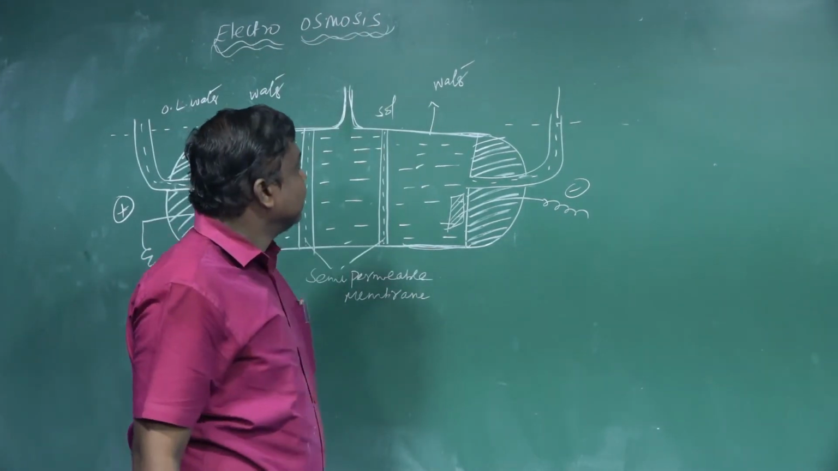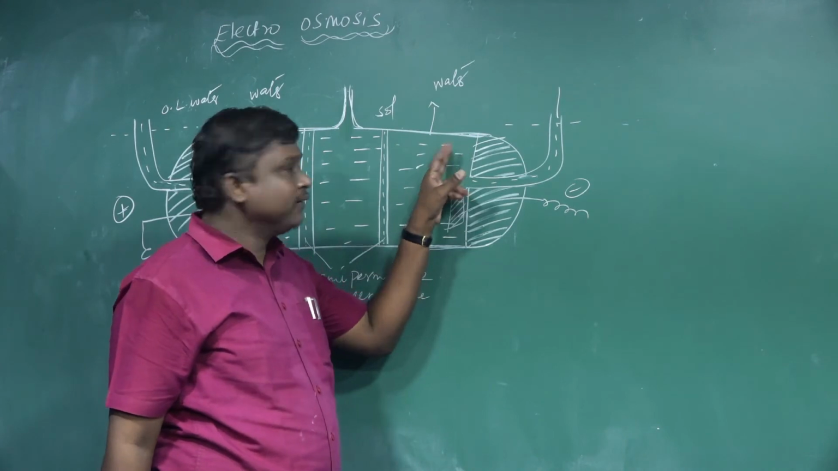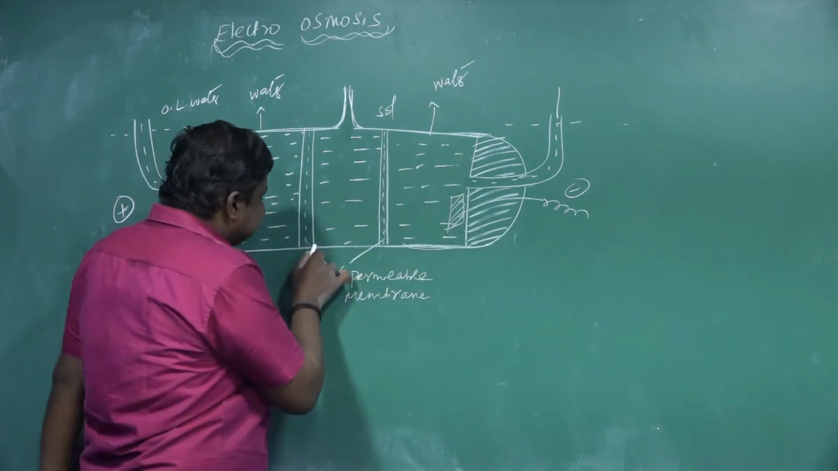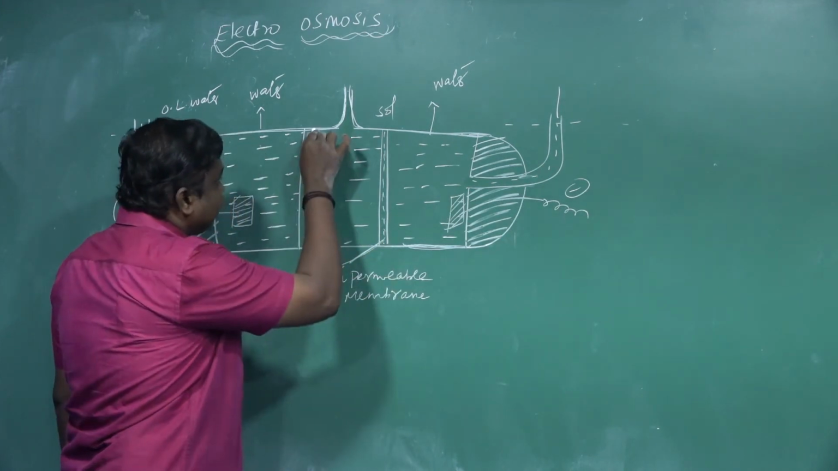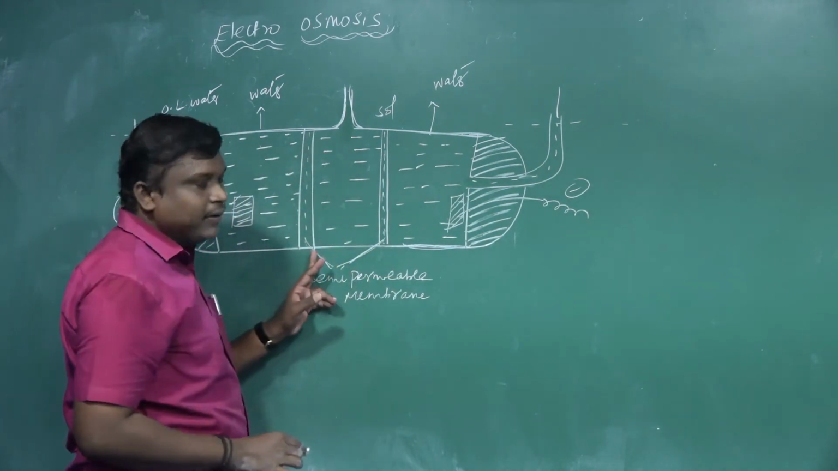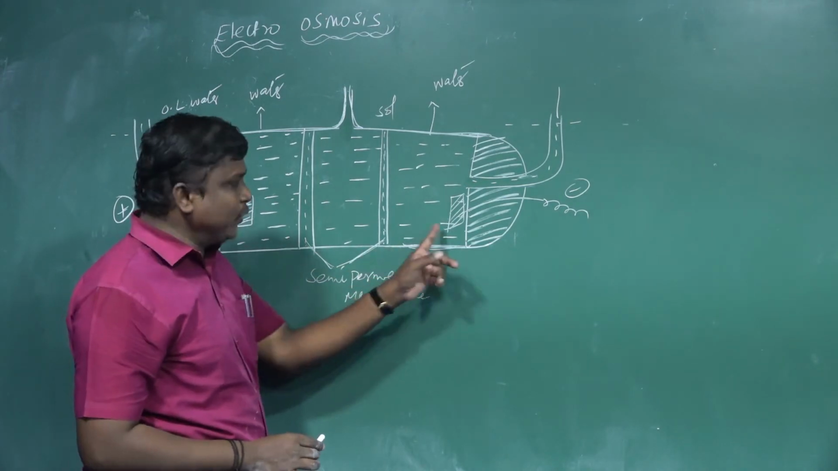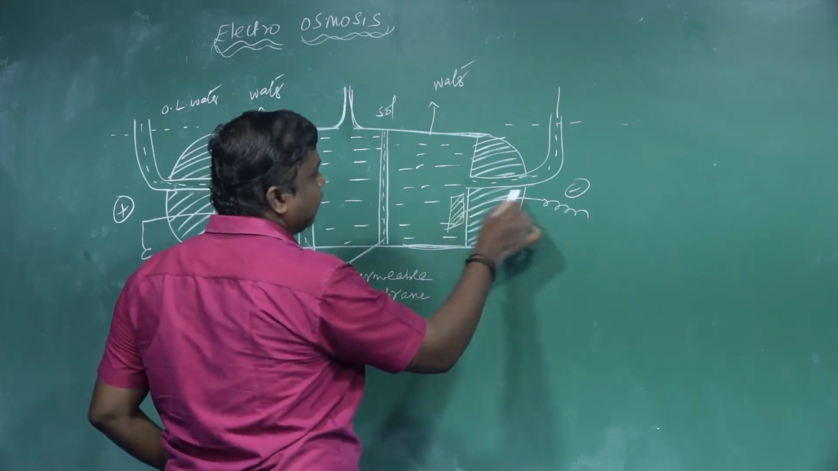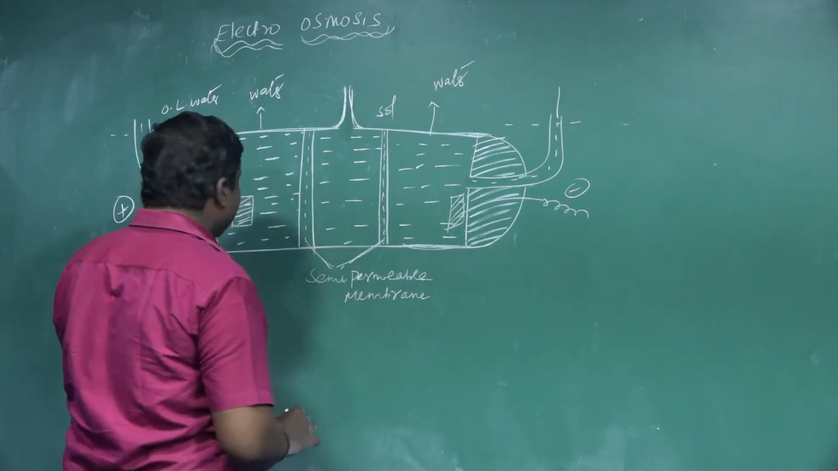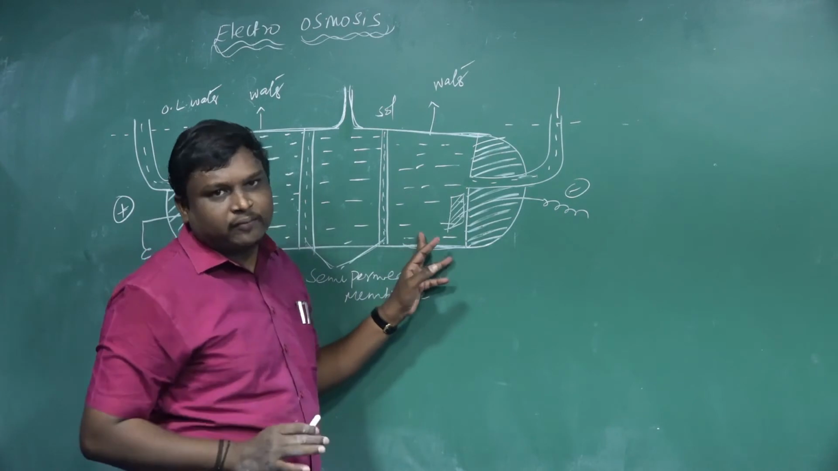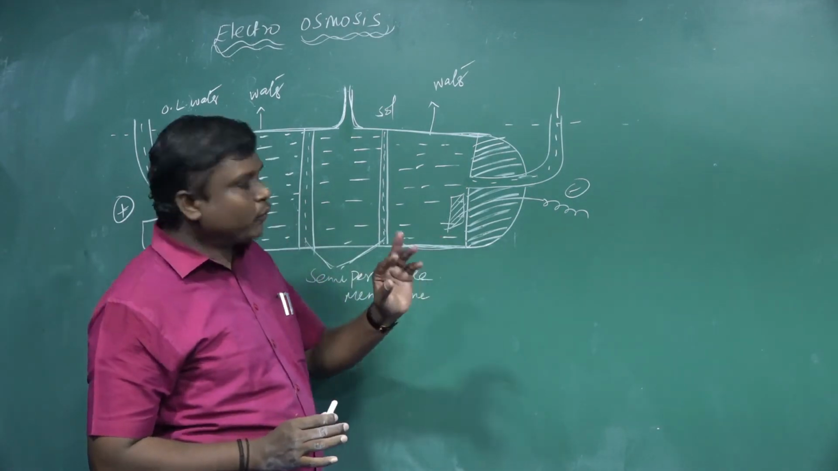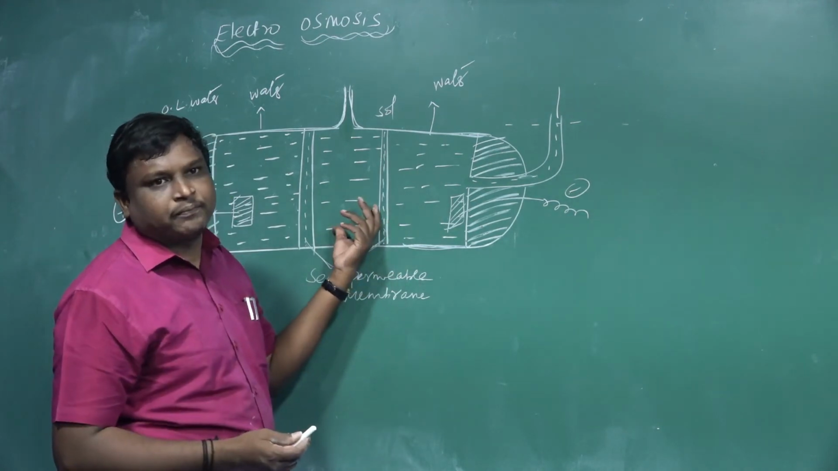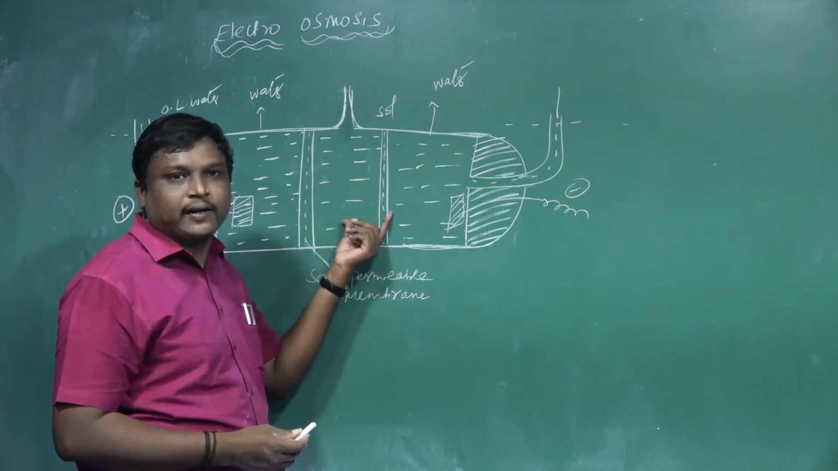Electro osmosis. This is water, deionized water, with a salt particle, and a semi-permeable membrane. There are two electrodes, the negative electrode and the positive electrode. Suppose the salt becomes neutral, with two opposite charge particles.